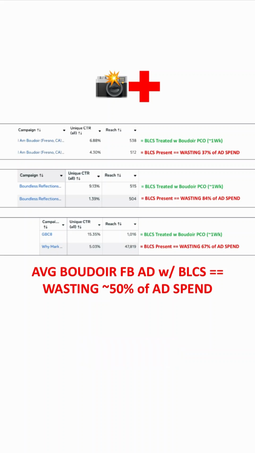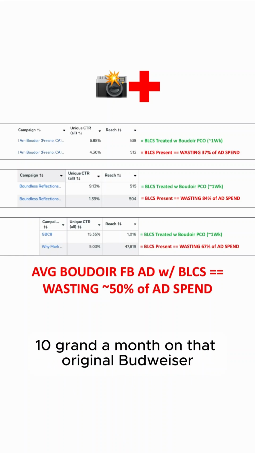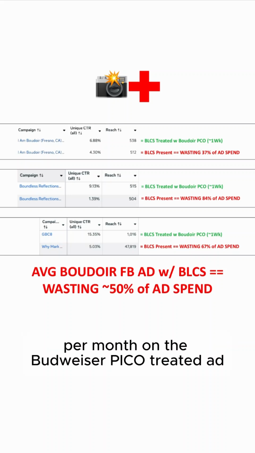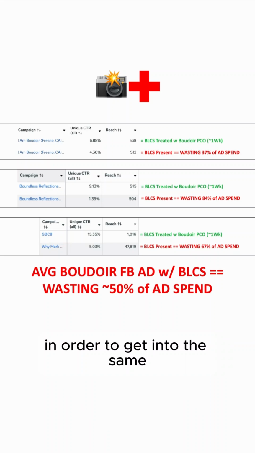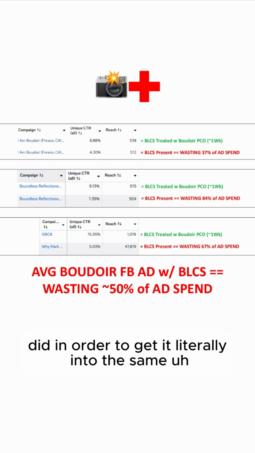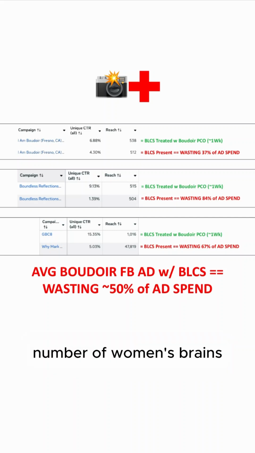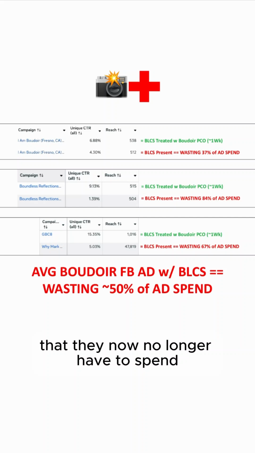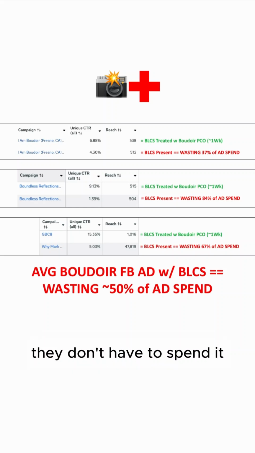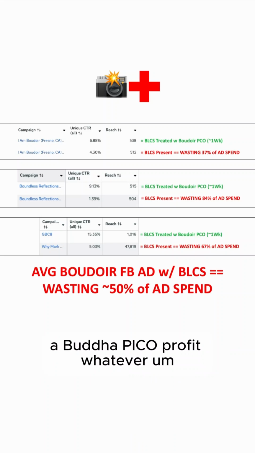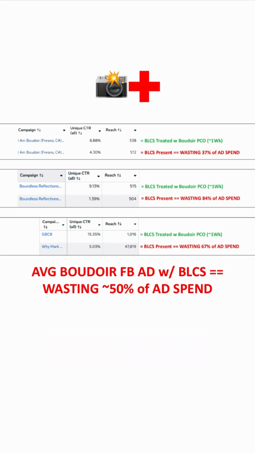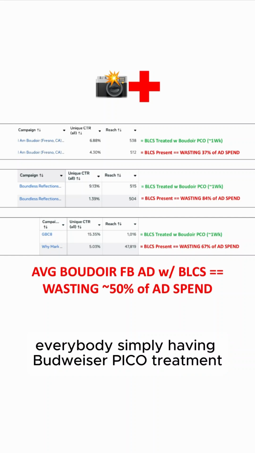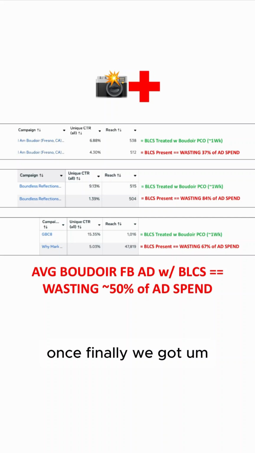As a result, if they were spending 10 grand a month on that original Boudoir Facebook ad, we now only need to spend 1.6 grand per month on the Boudoir Pico treated ad in order to get it literally into the same number of women's brains. And that difference, that $8,400 a month that they now no longer have to spend, they pocket it every single month. They don't have to spend it. It stays kind of like a phantom profit, a Boudoir Pico profit, whatever. And after 12 months, it's like 100K Boudoir Pico profit, literally by simply having Boudoir Pico treatment once.